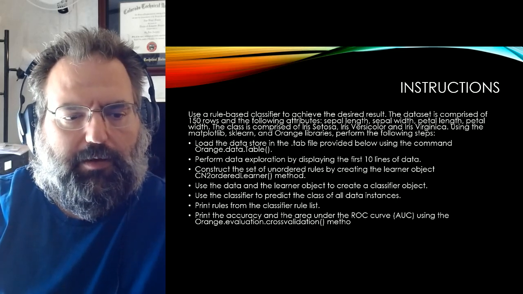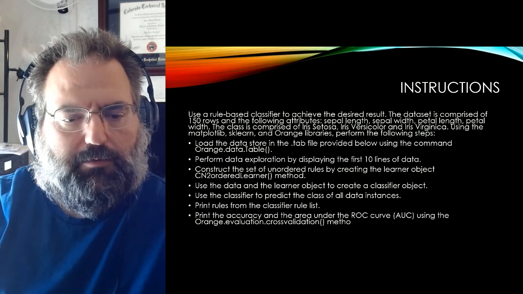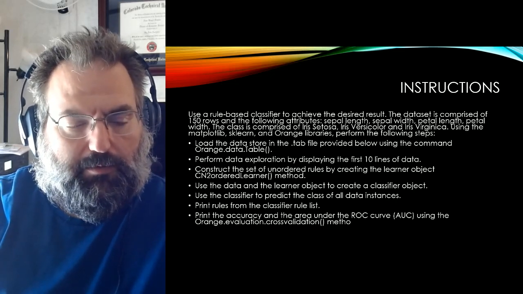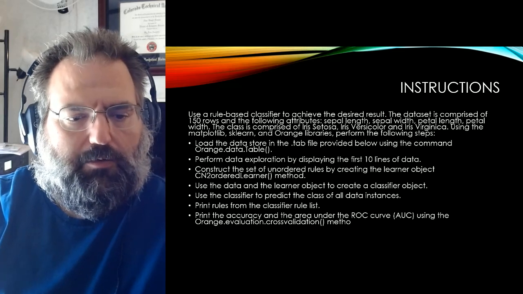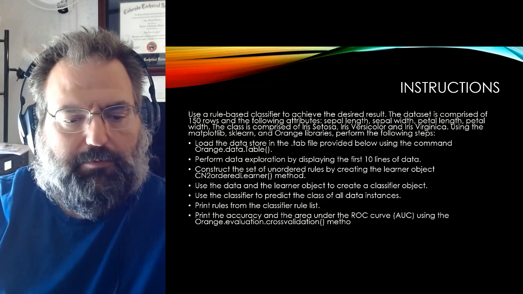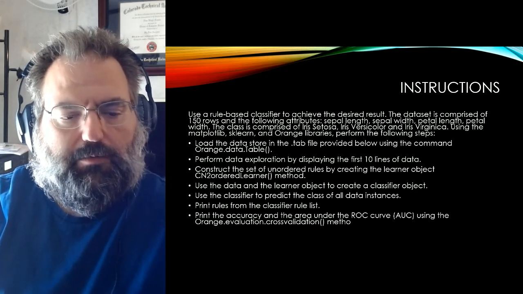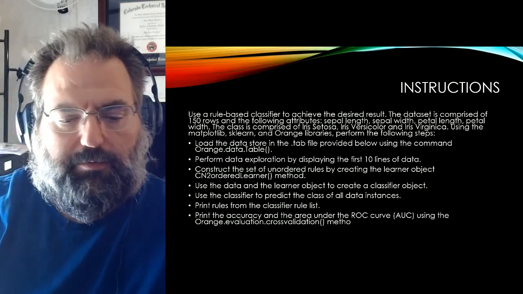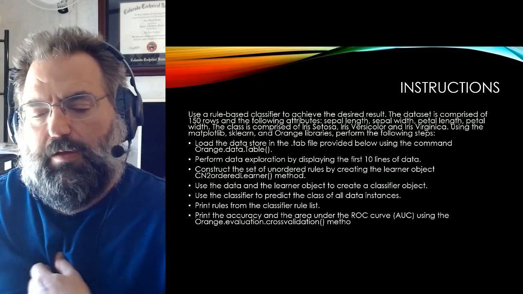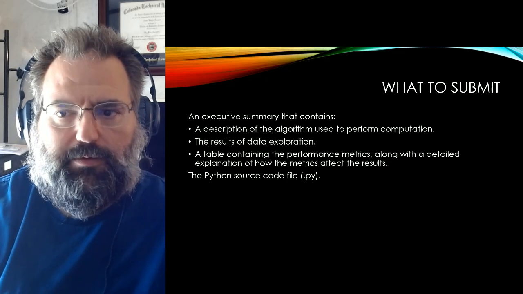You need to perform some preliminary analysis using the first 10 lines of data. Construct the set of unordered rules by creating the learner object, using the CN2 ordered learner method. Use the data and the learner object to create a classifier. So you basically create a learner, you take that learner to create a classifier, you take the classifier to predict the class of all data instances, print the rules of the classifier's rule list, and then print the accuracy and the area under the ROC curve, AUC, using the following Orange evaluation cross-validation method. If memory serves, that may be challenging, but we'll get to that in a little bit. The last little bit, not the entire assignment.